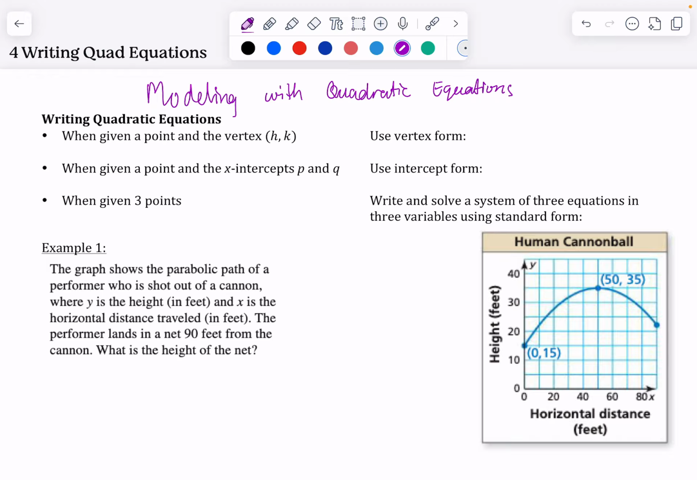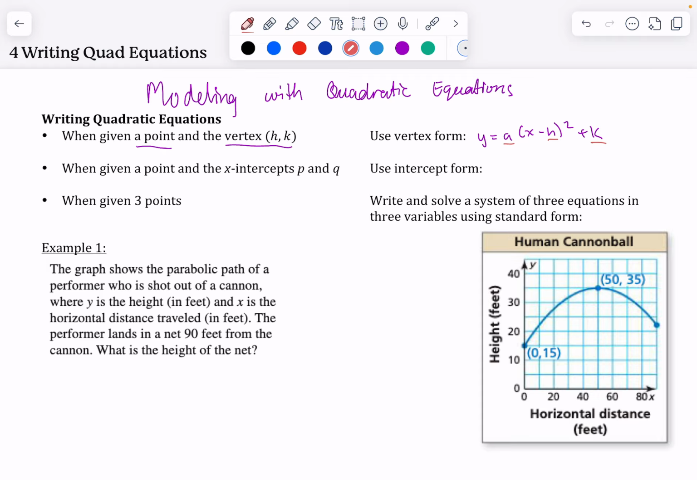So if I have, for example, a point on a parabola and I have the vertex of the parabola, then I can write the function in vertex form, which is y equals a times x minus h squared plus k. Now, when I write the rule, I have to replace a, h, and k with numerical values, with numbers, and I have to leave y and x.